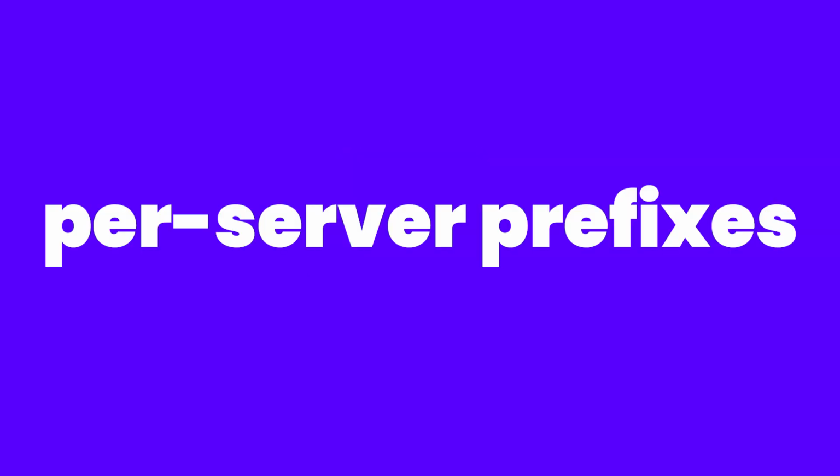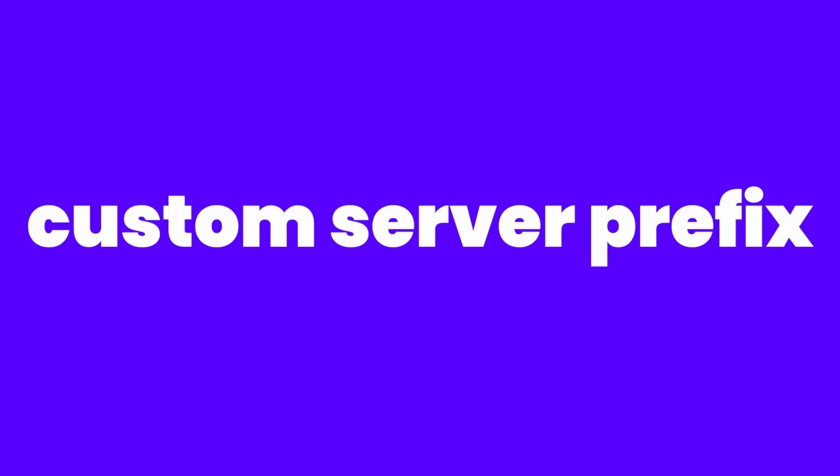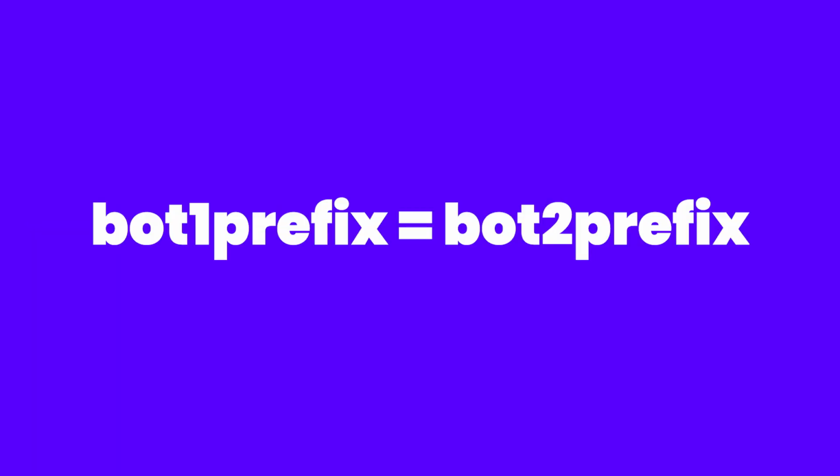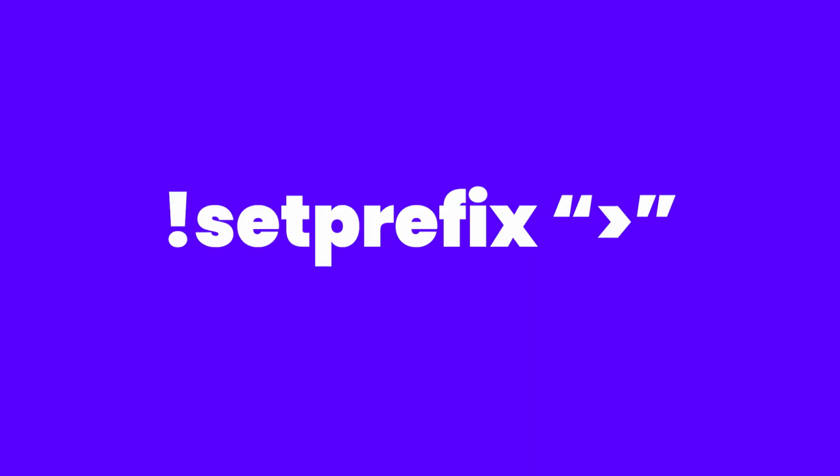All of the bigger bots on Discord have per server prefixes where you can change the prefix for that specific server. For example, let's say you have two bots with the same exact prefix, you're able to change one of their prefixes so they don't collide. And that's exactly what I'm going to be teaching you in today's video. So without further ado, let's get straight into the video.